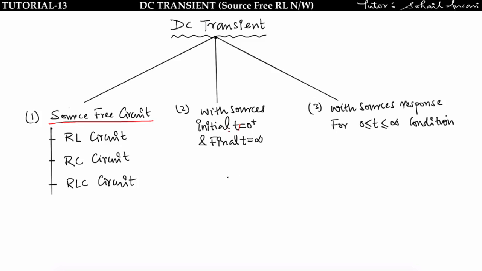In the second category I put those circuits in which the source is already connected, and we are dealing only with two conditions, that is at t equal to 0 plus and at t equal to infinity. What will happen in RL and RC circuits at t equal to 0 plus and at t equal to infinity? I have already discussed these things in the previous lecture, and we will solve some numericals based on this. In the third category we have put those circuits which have sources, and we have to find the response for t greater than 0 up to the infinite condition. So in today's lecture we will discuss the source free RL circuit only.